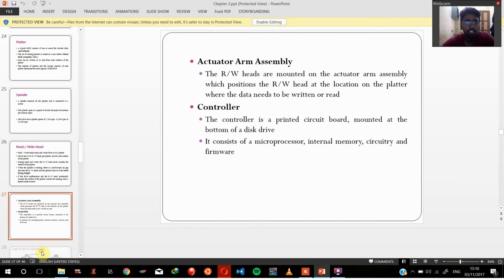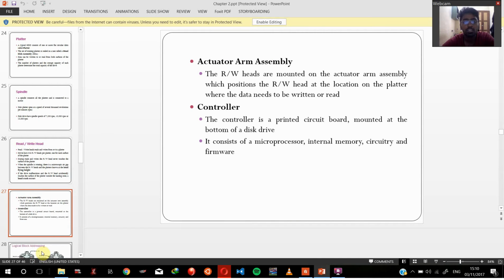Then there's the actuator arm. The read write heads are mounted on the actuator arm assembly, which positions the read write head at the location of the platter where the data needs to be written or read. And the controller is a printed circuit board mounted on the bottom of the disk drive. It consists of a microprocessor, internal memory, circuitry, and firmware.